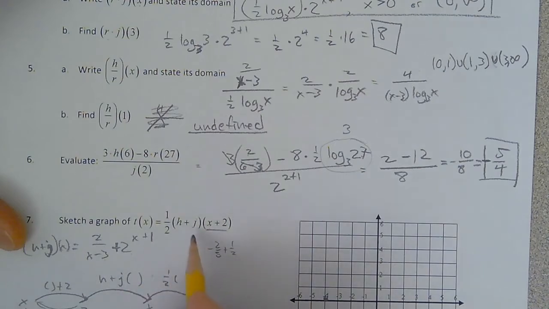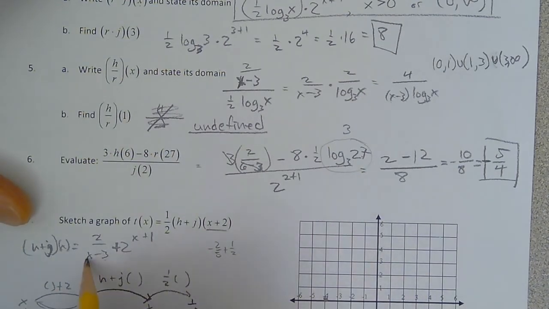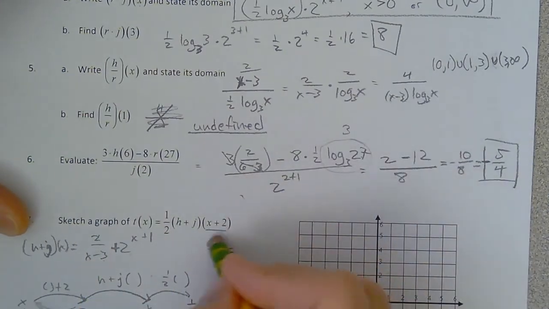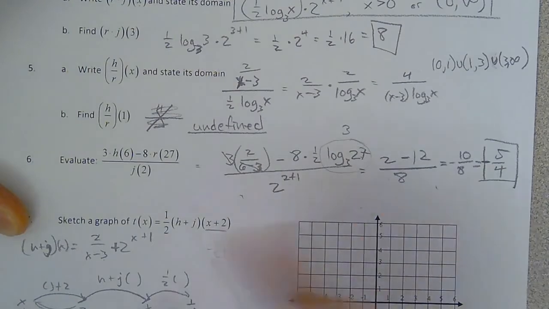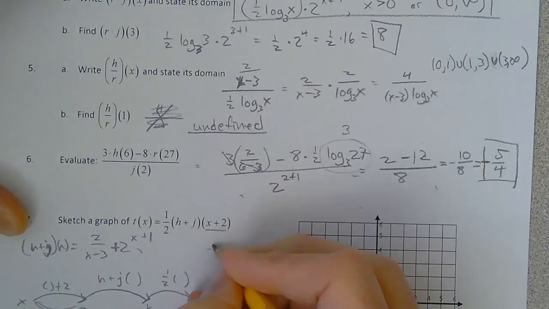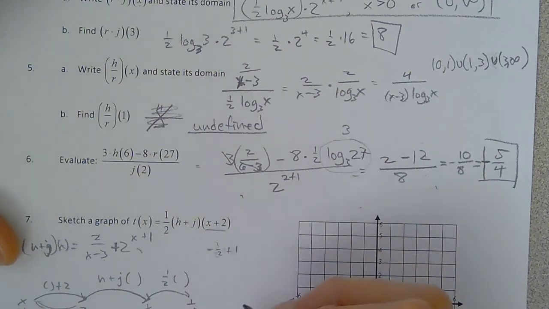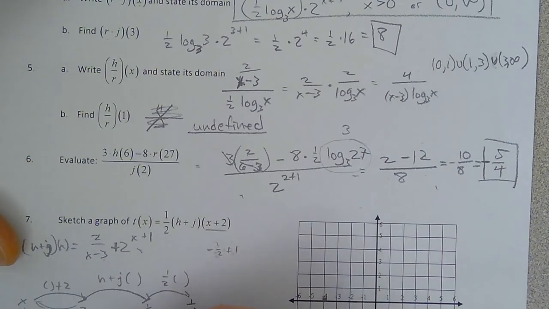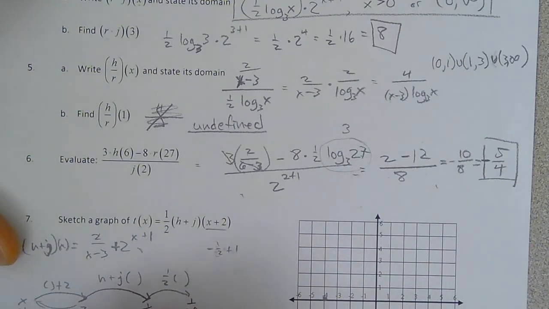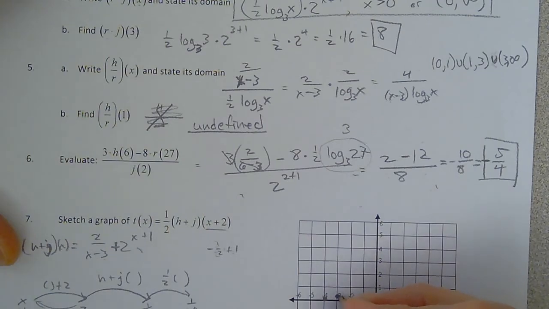If we put a -1 into this function, we're going to get a 2 over -4, so I'm going to erase some things because I need a lot of space in here. 2 over -4 is a -1/2 plus 1. That's going to give me a 1/2 out. Half of a half is a fourth, and -1 minus 2 is -3. So at -3, 1/4 is about right there.